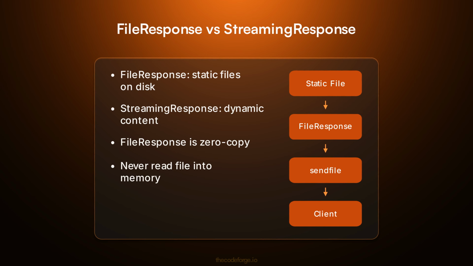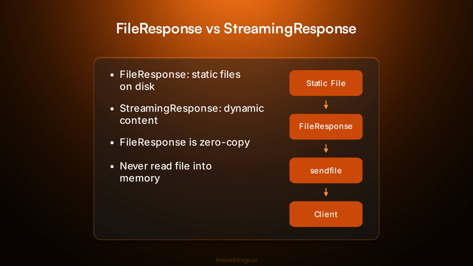FileResponse is for static files on disk. It's zero-copy and handles range requests. StreamingResponse is for dynamically generated content. Never read a file into memory just to return it as a response.